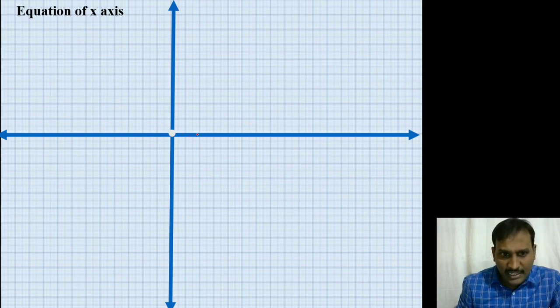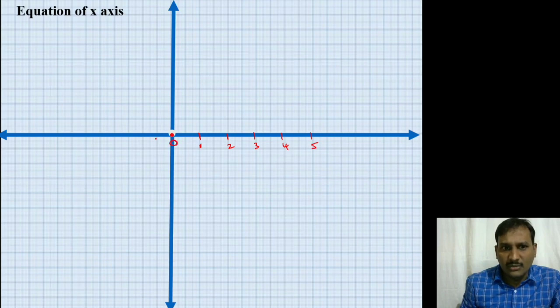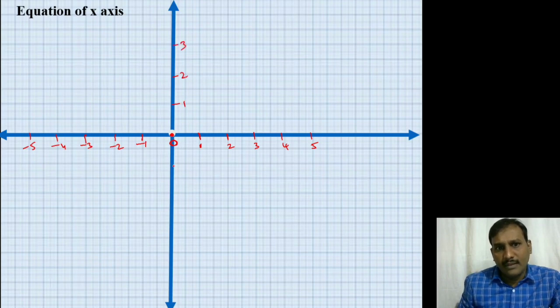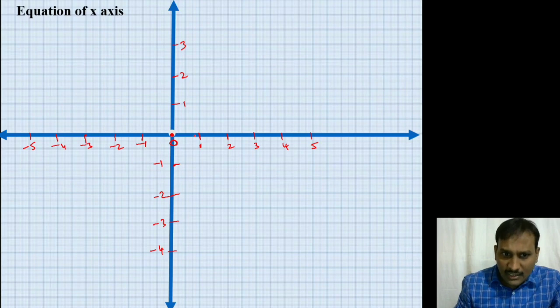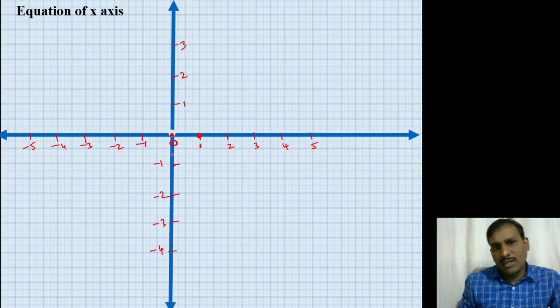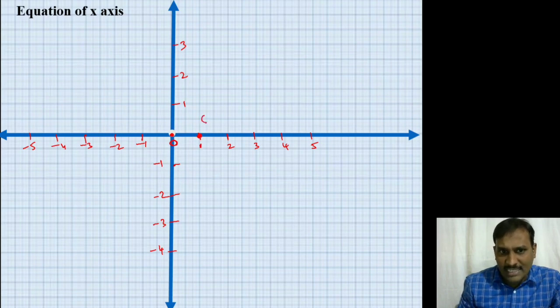Now if you observe here, let us take this as 1, this as 2, 3, 4, 5, and this is the origin, it is 0. Then minus 1, minus 2, minus 3, minus 4, minus 5 I am taking. And for y also let us write 1, 2, 3, and next minus 1, minus 2, minus 3, minus 4. Now what is this point? It is representing 1 on the x-axis, and what about y? It is representing 0 on the y-axis. So can I say it is 1 comma 0?